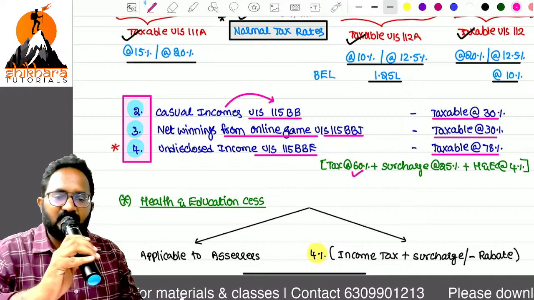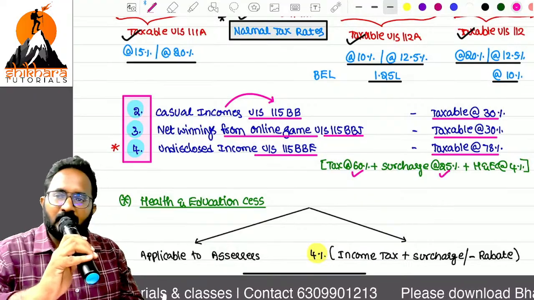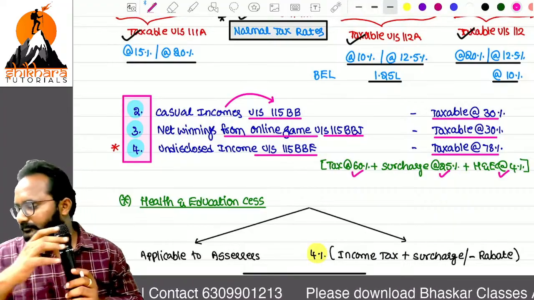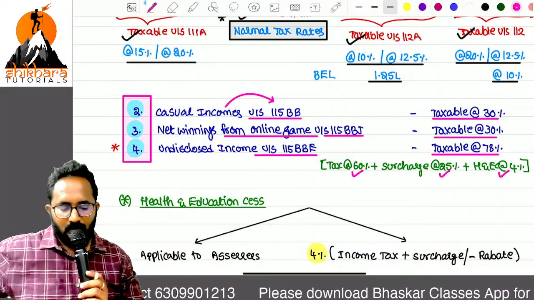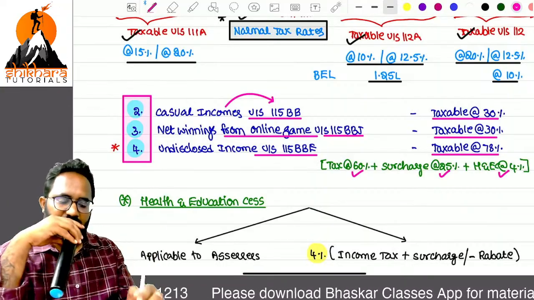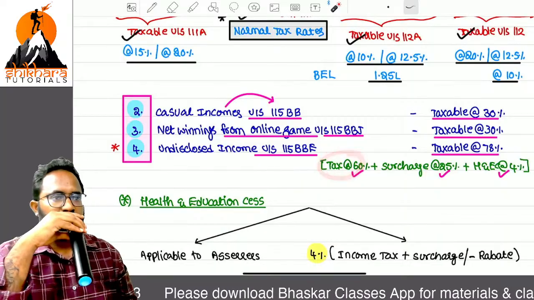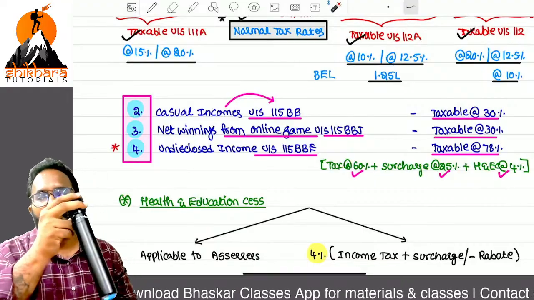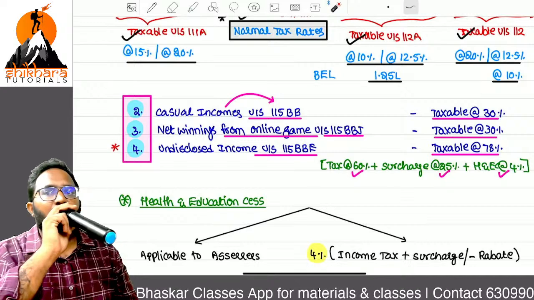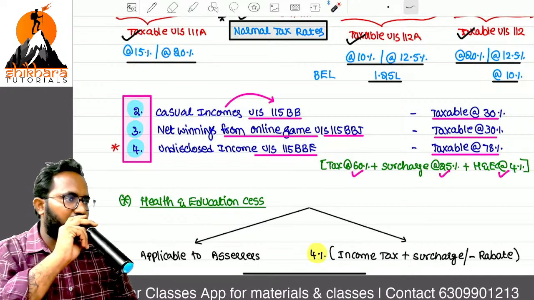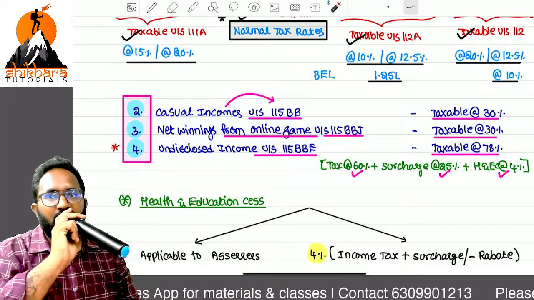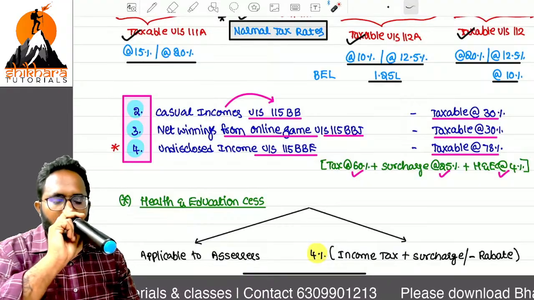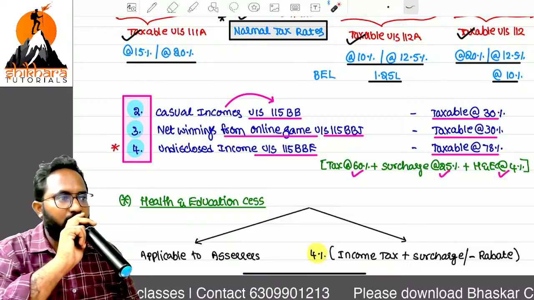Sir, how did you get 78%? Tax is 60%, plus surcharge, health and education cess. Calculate the effective tax rate by using a calculator. Sir, if they are asking just the income tax rate, you have to mention 60%. If they are asking the effective tax rate, you need to mention 78%. Lotteries chargeability section number 115BB. Net winnings from online games 115BBJ. Next, undisclosed income 115BBE.